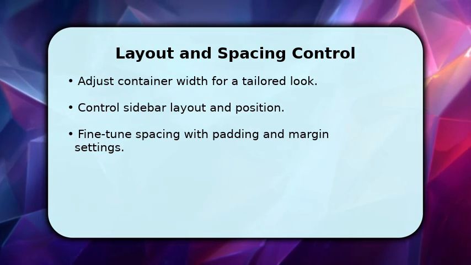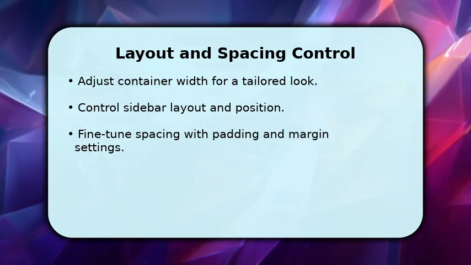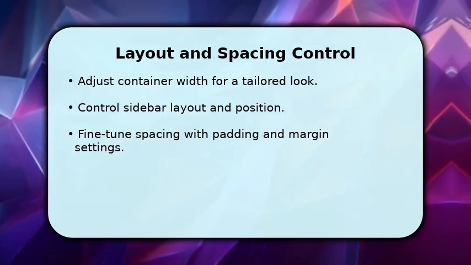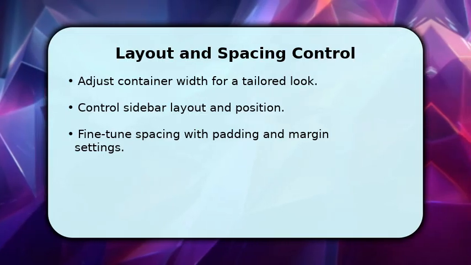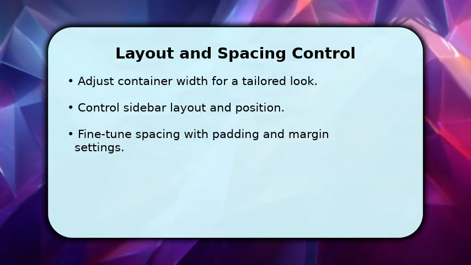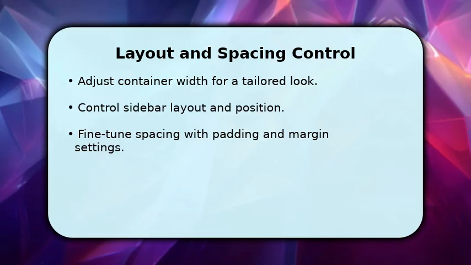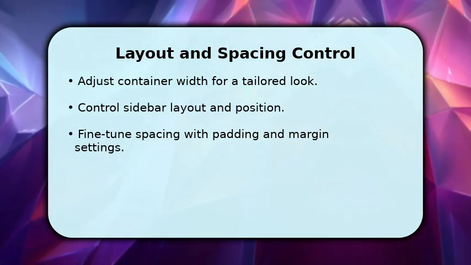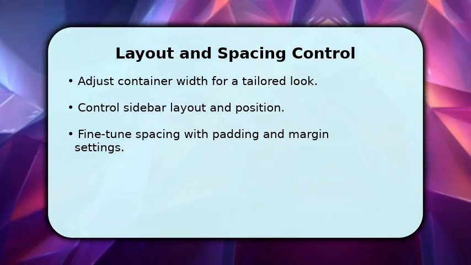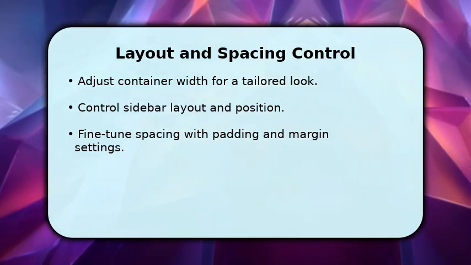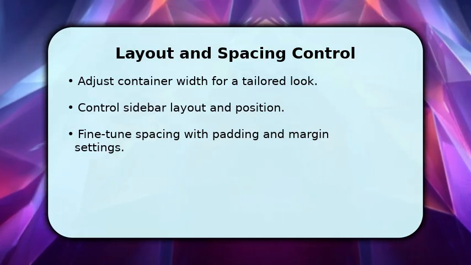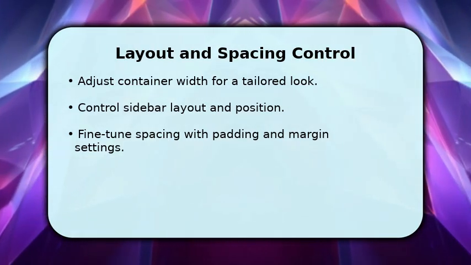Next, let's dive into layout and spacing. GeneratePress offers extensive control over your site structure. You can easily set your container width, perhaps to 1,200 pixels, for a more expansive or compact design. Decide if you want one sidebar, two sidebars, or none at all, and choose their positions. Furthermore, precise padding and margin controls allow you to fine-tune the space around elements, creating a clean and professional appearance with just a few clicks.